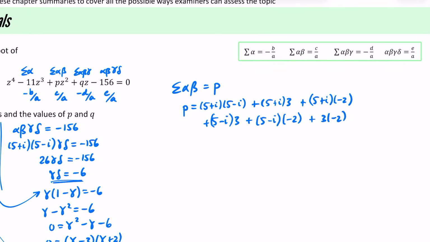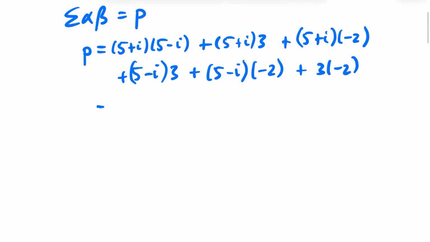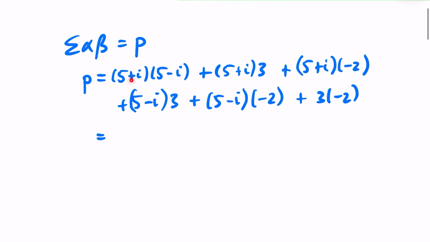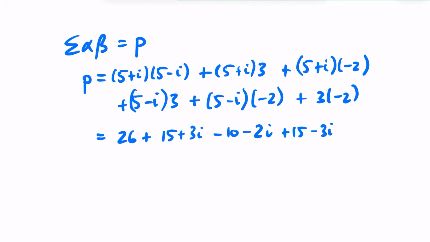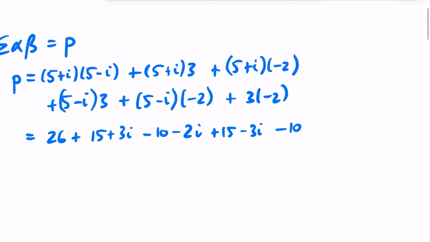You could put this all in the calculator if you want to. I'm going to expand it. I know already that these things here expanded to 26. We did that earlier on. And then I'm going to have a 15 and a 3i, a minus 10 and a minus 2i, a 15 and a minus 3i, a minus 10 and a plus 2i, and then a minus 6. And you'll notice these imaginary parts cancelling out like this.